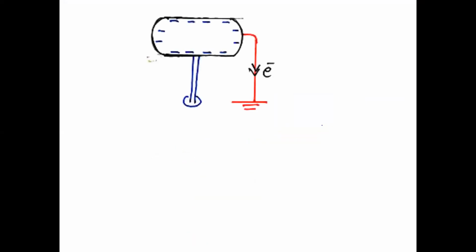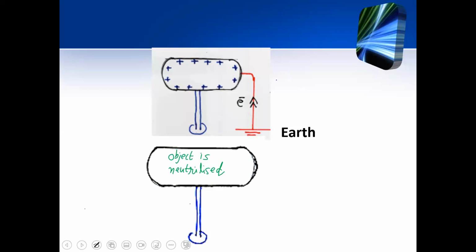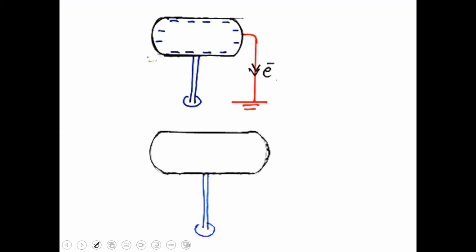Now look at the second diagram. It's a negative rod. Now make a concept. Negative rod will lose electrons and positive rod will gain electrons. Negative rod will lose electrons and it will become neutralized again. So whatever you earth, it will be neutralized. You have to copy this diagram now.